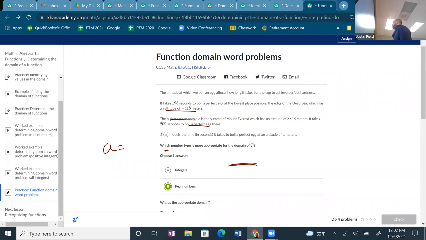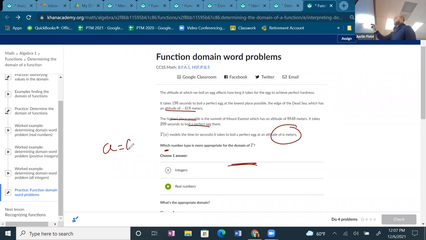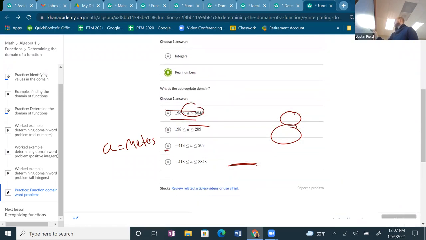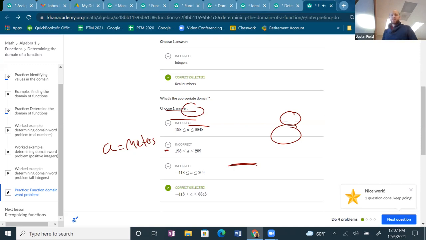So the domain, tricky. A is meters. So meters. So it starts at -418 and it goes up to 8,848. So let's find that one. It's right there. So see how I had to know what my variables were, and then it was easy. Yeah, and I'm right, so that's good.